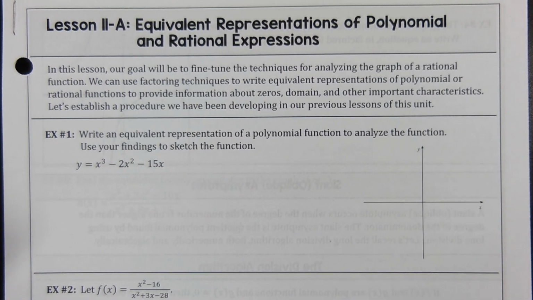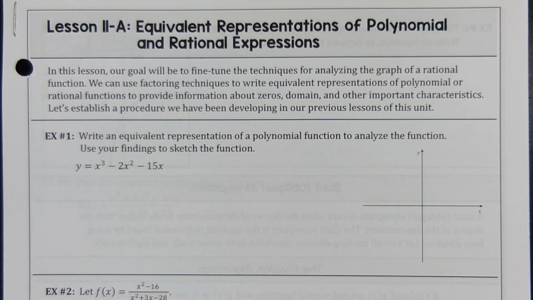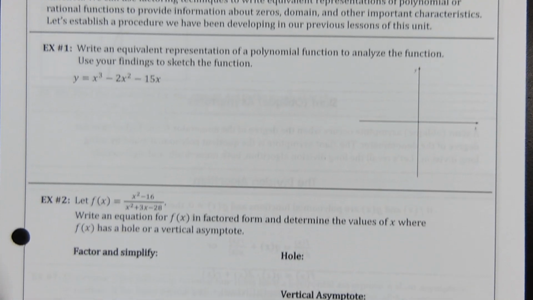Here's what's up. This thing is called equivalent representations of polynomial and rational expressions. That basically means we're going to factor everything and then use our factored stuff to analyze things. We're not going to be doing anything new today. It's just taking the stuff that we've already learned from 1.7 through now and putting it all together. All the holes, asymptotes, inequalities, zeros, all of that good stuff is happening in one lesson. That's what we're doing.